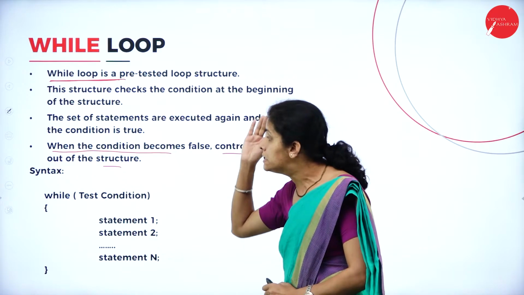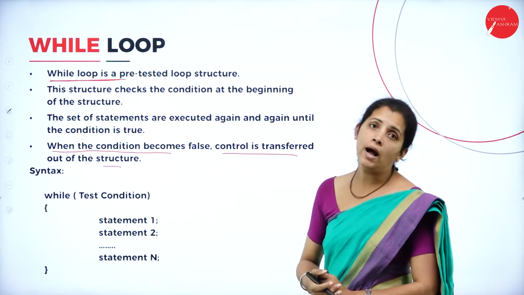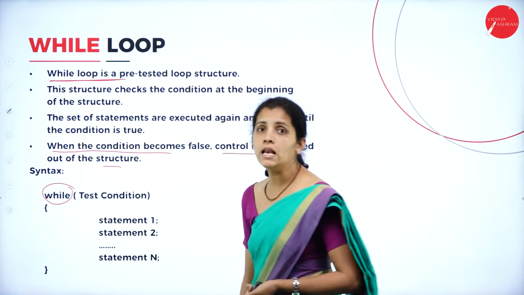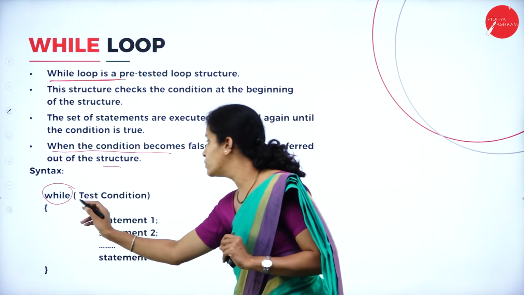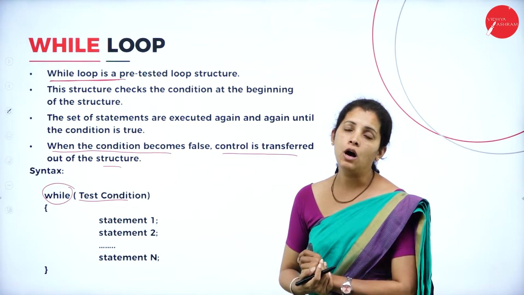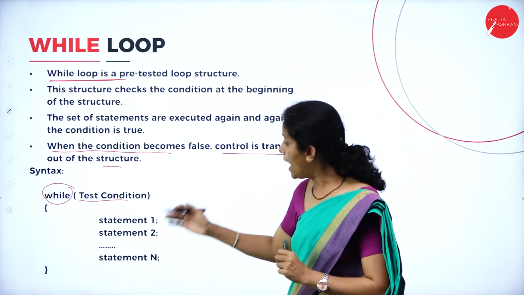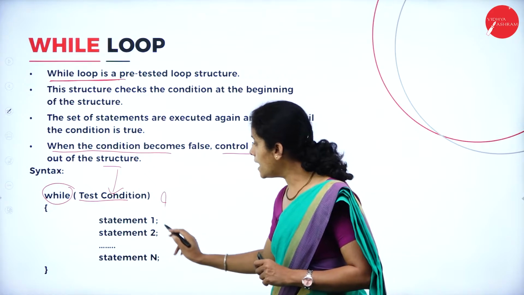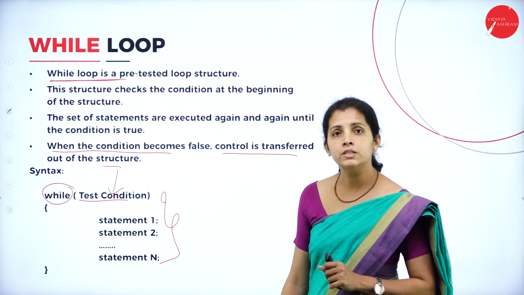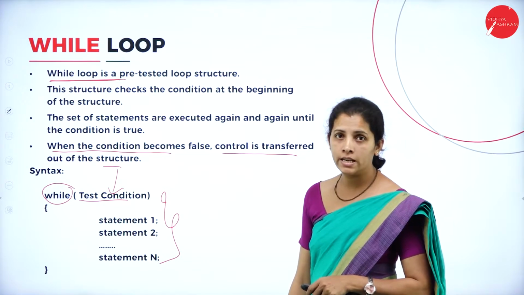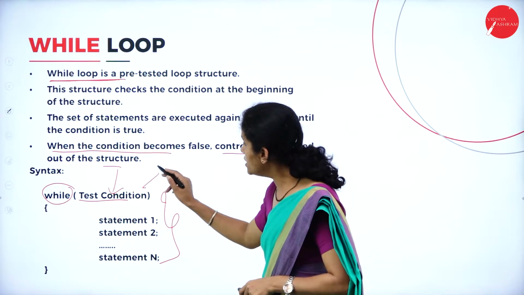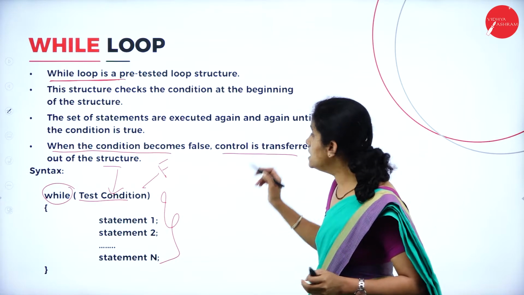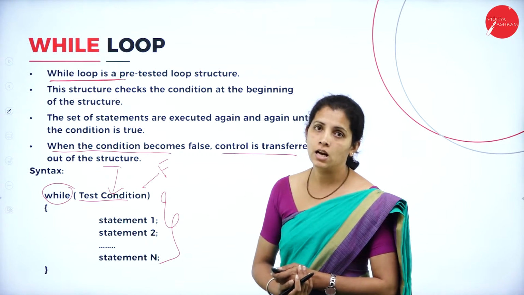And dear student, this is the syntax for how I can write a while loop. At the beginning, I'm going to have the while keyword, along with that I'm going to write the test condition or test criteria. If this test criteria is true, then I'm going to execute a set of statements or a block of statements. And if this condition is false, the control is transferred out of the structure.